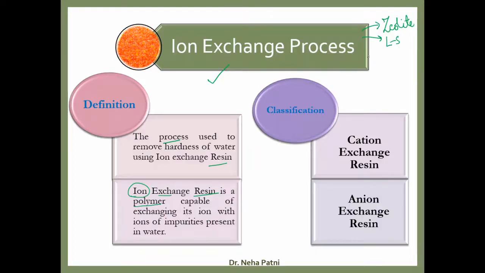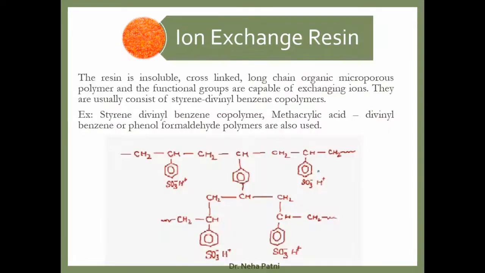So just like zeolite was represented as Na2Z, wherein Na was the ion which it was able to exchange, here it could be any ion. So based on which ion it is exchanging, it could be of two types: cation exchange resin and anion exchange resin. The name again suggests that this type of resin is capable of exchanging its cation present in the resin with the cation present in the water. Similarly, the other type of resin is capable of exchanging its anion. So classification wise, you may say that it is of two types.